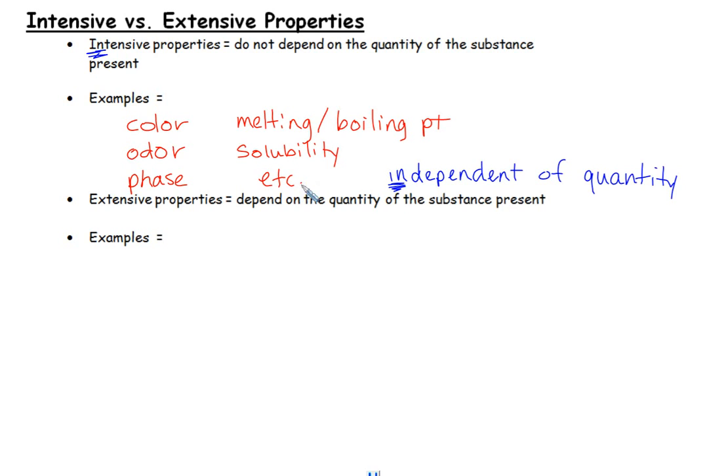Sometimes people will get a little bit confused with melting and boiling point. But again, this is something you could find on an MSDS sheet. Water boils at 100 degrees. Water melts at 0 degrees Celsius. That's independent of the sample size. Now, obviously, if I have 100 milliliters of water versus 1,000 milliliters of water, when they boil, they will both be boiling at 100 degrees.